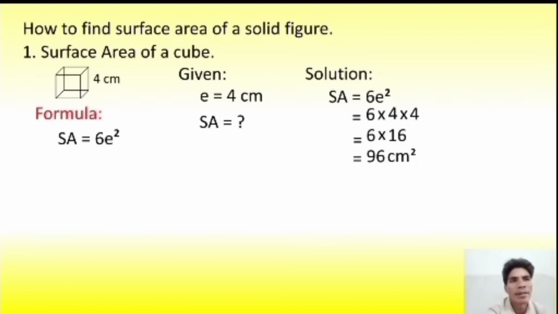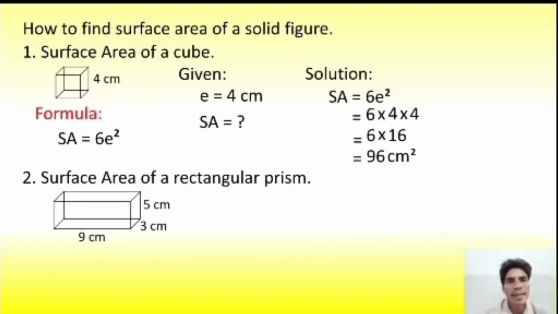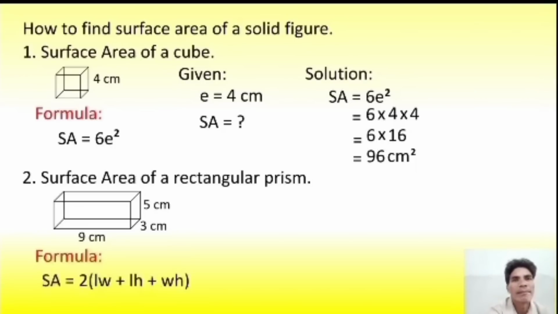So, proceed tayo sa number 2, surface area of a rectangular prism. So, how to find the surface area of a rectangular prism? So, example, we have the length is 9 cm, the width is 3 cm and the height is 5 cm. Formula, we have surface area equals 2 times length times width plus length times height plus width times height. The 2 is constant. So the sum of length times width, length times height, and width times height times 2.